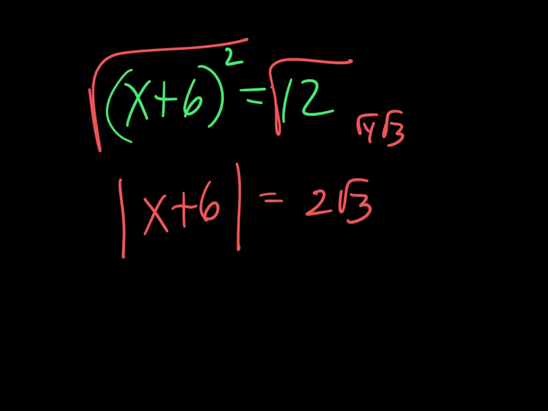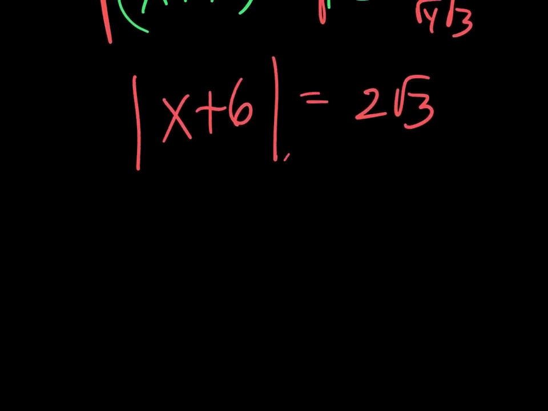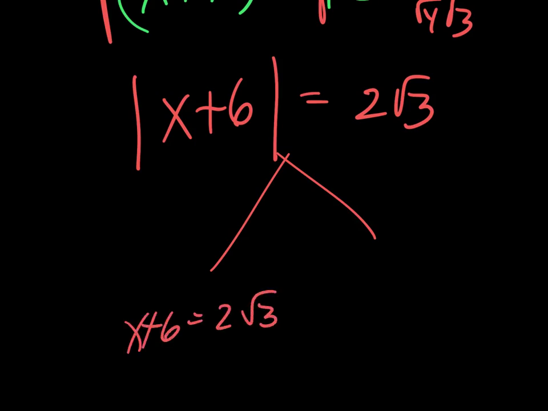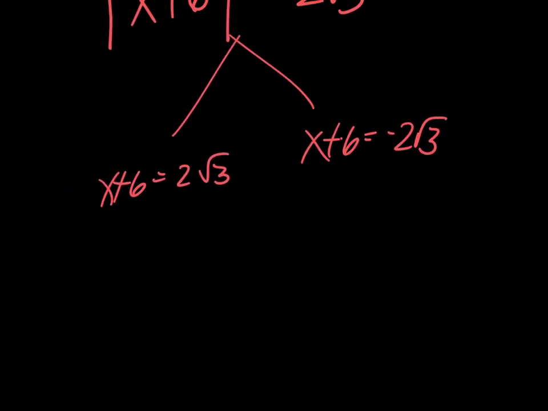Okay. Now, this is the exact same thing that was on the first 20. And you have to know, absolute value, those split into 2 equations. x plus 6 is 2 root 3, and x plus 6 is negative 2 root 3. And if you're really fancy, you will realize that you're going to subtract 6 from both sides. And you can just say, so it's negative 6 plus 2 root 3 and negative 6 minus 2 root 3. So it's negative 6 plus and minus 2 root 3.